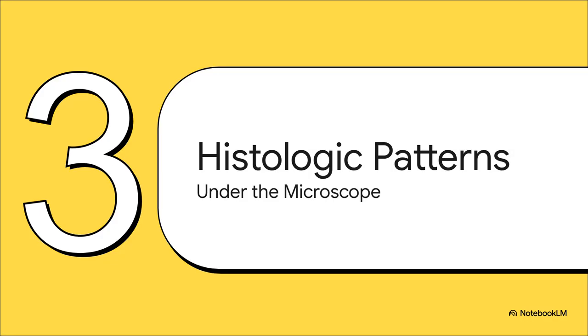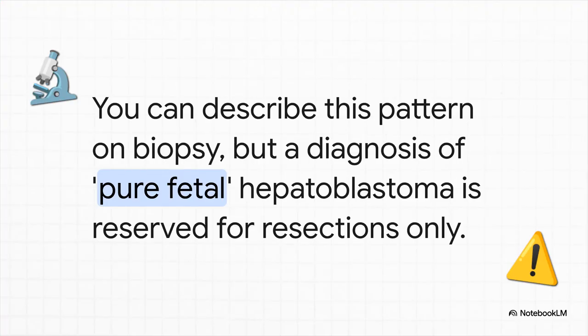Okay, slides are ready. Time for the main event, looking down the microscope. The protocol breaks down a few key histologic patterns. And honestly, learning to spot these is the single most important skill you'll need for these cases. First up is the well-differentiated fetal pattern. Now, these cells can look surprisingly normal, almost deceptively so, which makes them tough to pick out sometimes.